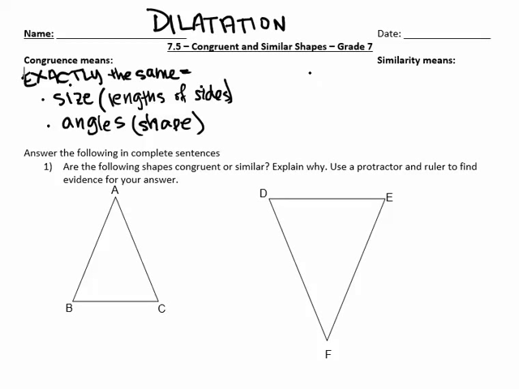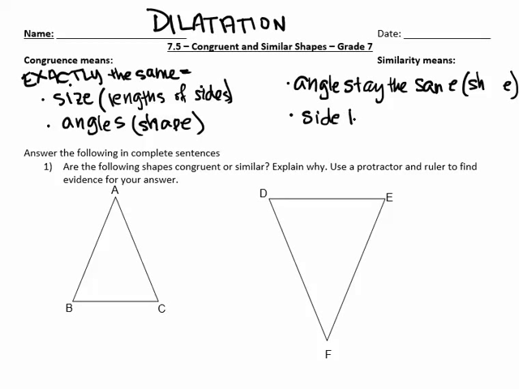Now, similarity means that the angles stay the same, because what it means is that it's the same shape. It's still the same, it's similarly the same shape. So a square will stay a square, a triangle will stay a triangle. And what changes is that the side lengths are in proportion.